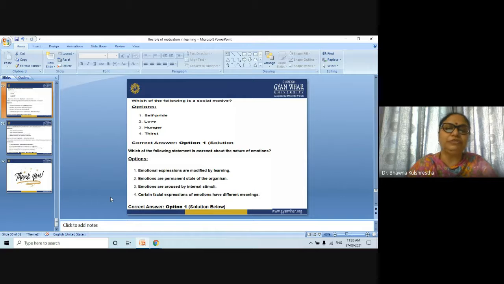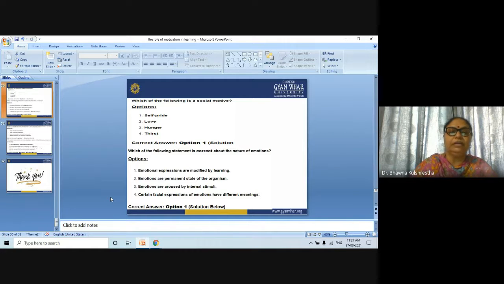Next is which of the following statements is correct about the nature of emotions? Emotional expressions are modified by learning. Emotions are a permanent state of the organism. Emotions are aroused by internal stimuli. Certain facial expressions of emotion have different meanings. The right answer of this question is emotional expressions are modified by learning.